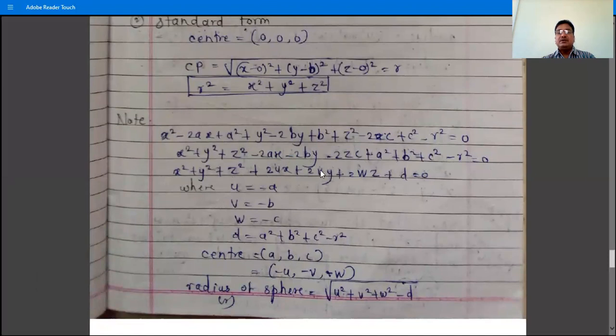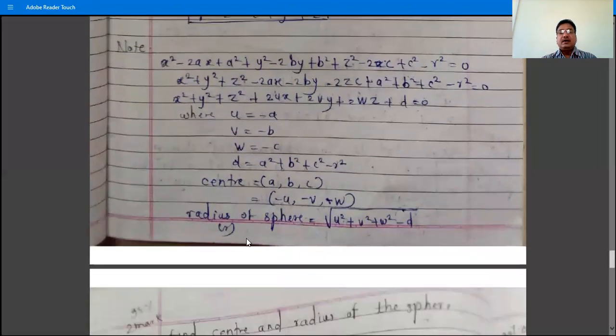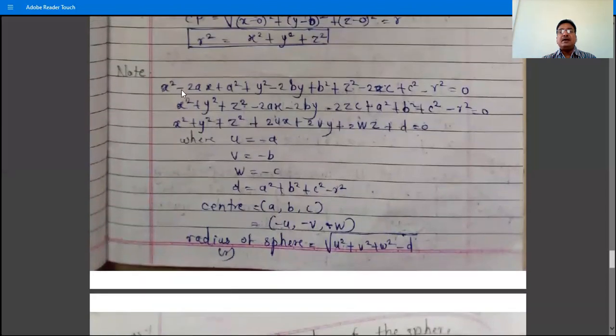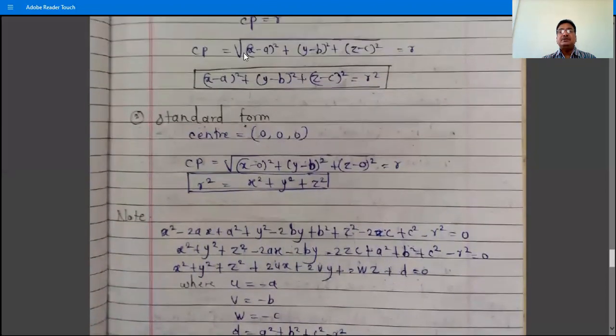Obviously, what is u? u is minus a, v is minus b, because 2v is minus 2b, means v is minus b. 2w is minus 2c, means w is minus c. And d is what? a square plus b square plus c square minus r square is d. And what is the center of this sphere? This is the simplification of this equation.